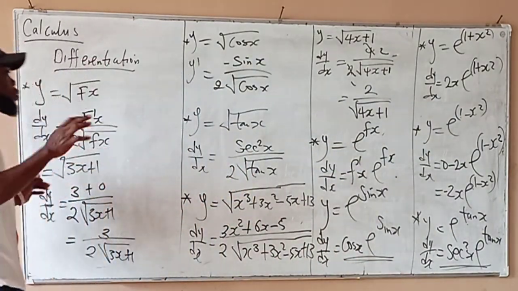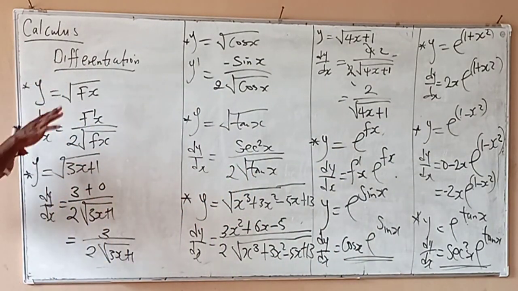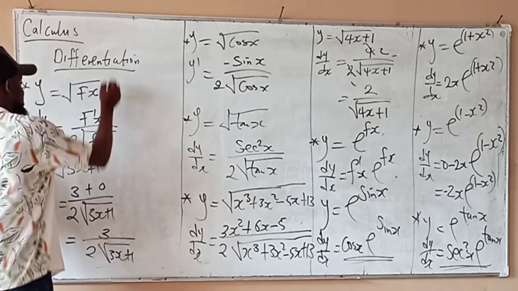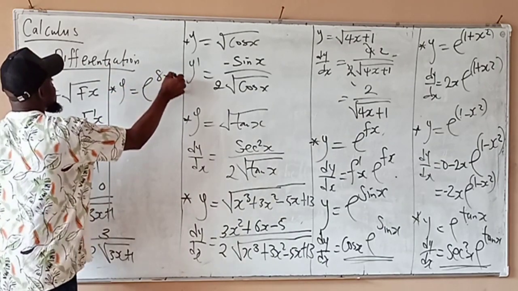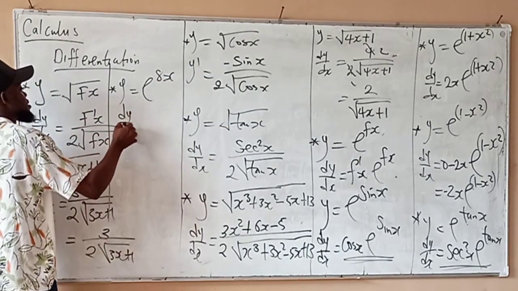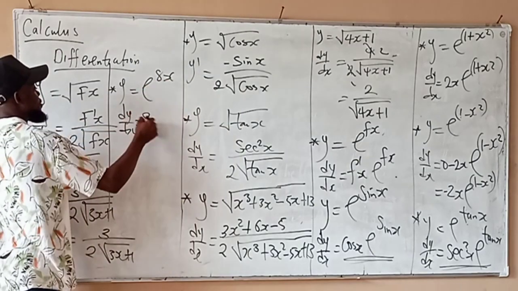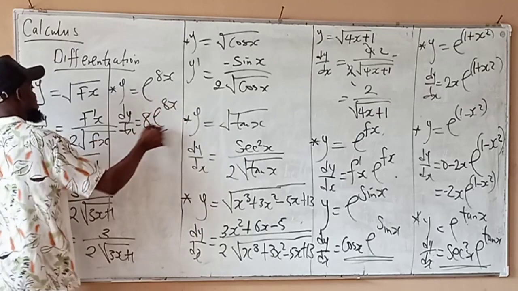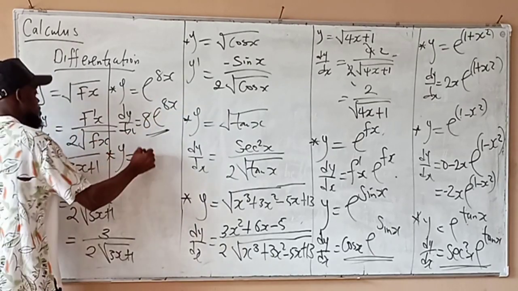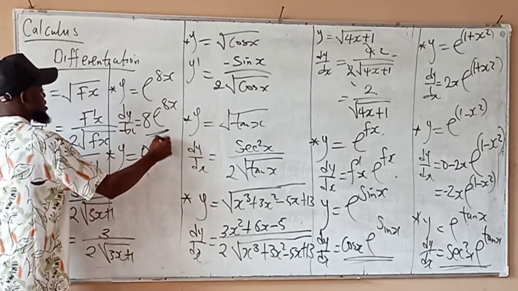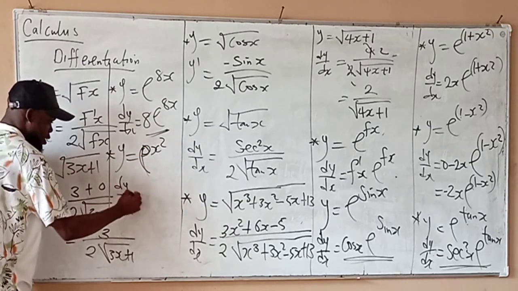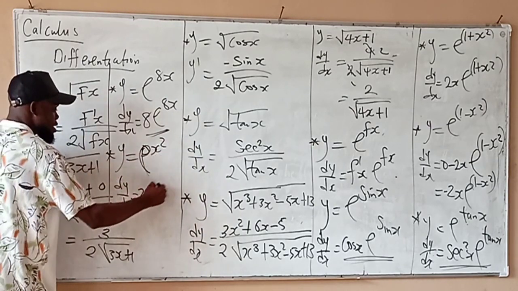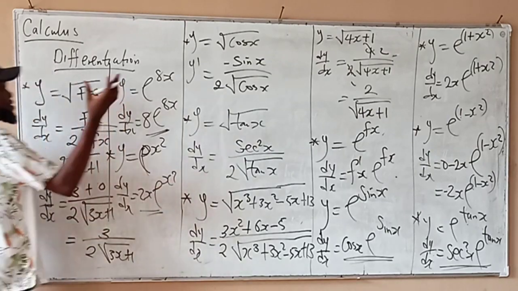So I'm going to look at more questions now. Let's say if y is equal to exponential 8x, what will be dy over dx? Differentiate 8x, we will have 8. You need to multiply the question, 8 exponential 8x. Answer. If y is equal to exponential x squared, dy over dx will be what? Differentiate x squared, we have 2x exponential x squared. See, it's a very simple thing.